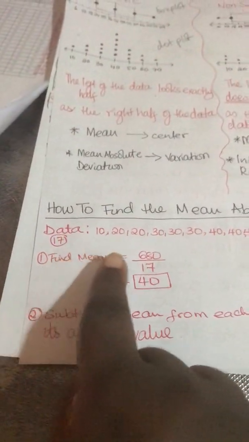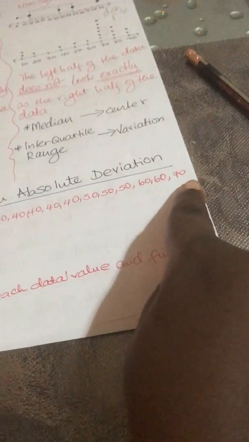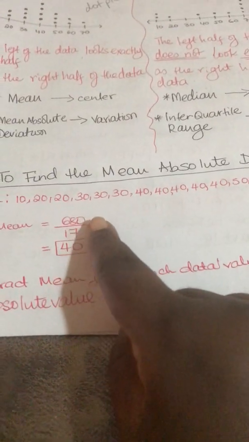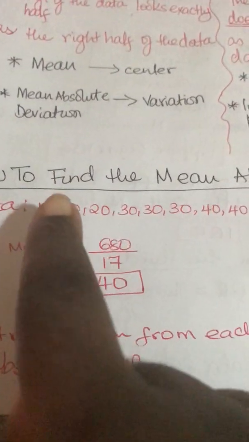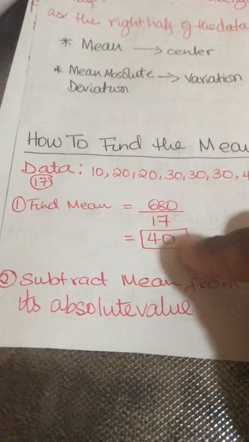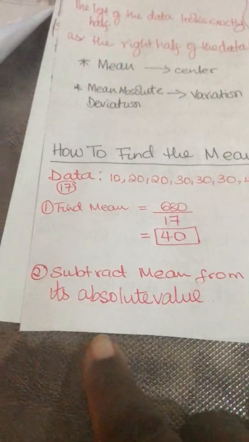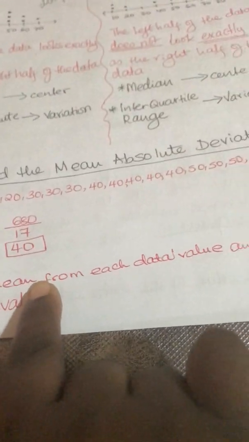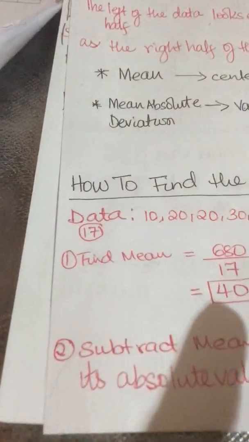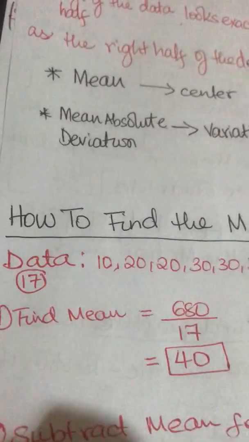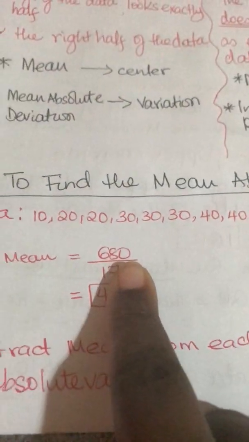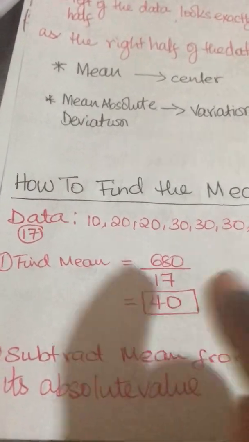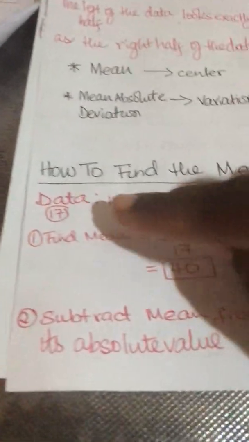And then I found my mean. I added all these numbers in the data set, and I got 680. And how many numbers do I have? I have 17 of them. I divided and I found my mean. After I found my mean, I need to subtract the mean from each data value and find its absolute value. Okay? So you first find the mean, then you get this answer over here and use it by subtracting from each of the numbers and then find the absolute value.